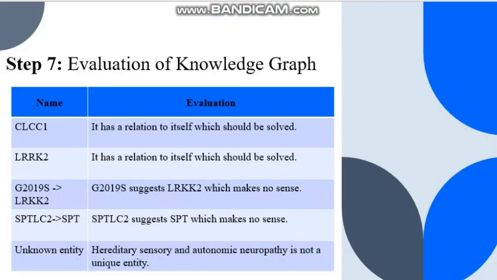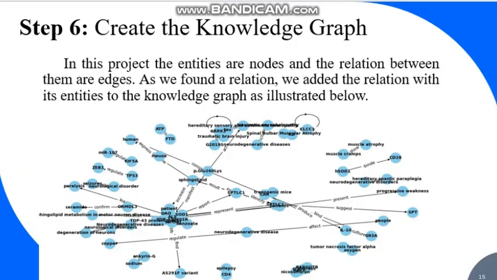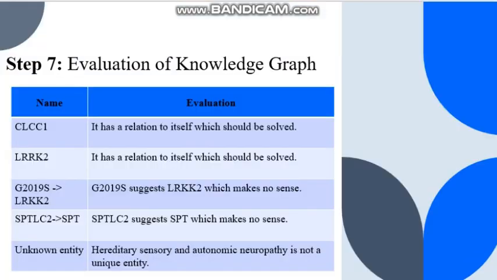These are the tables with some samples of the evaluation. You can see, for example, CLCC has a problem: it has a relation to itself. At the top of the graph there is a circle, so the entity has a relation to itself. The same goes for K2, and for some entities the relation is just "suggest". It's not a meaningful verb; it doesn't affect one entity to another, it just suggests something. And some entities that we extract do not have a meaningful name.